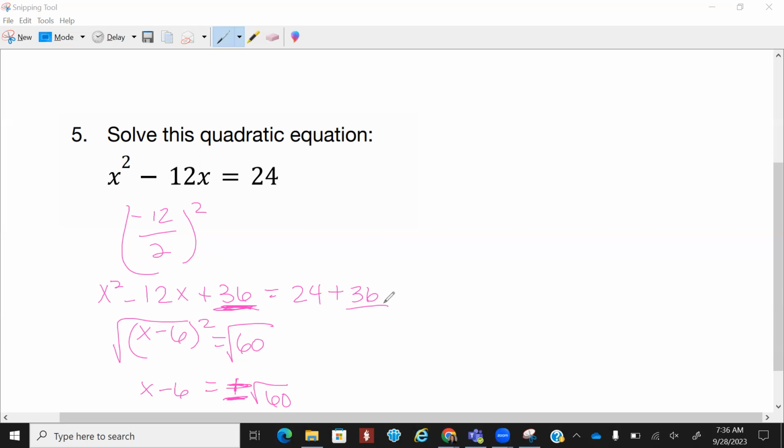Because 24 plus 36. Okay? We're going to add 6 to the other side. So this is going to give me x equals 6 plus or minus the square root of 60. Now, you could simplify the square root of 60. That's going to give me 2 square root of 15. And then that's it. Your yellow calculator would do this for you, so you don't have to do it. Okay.